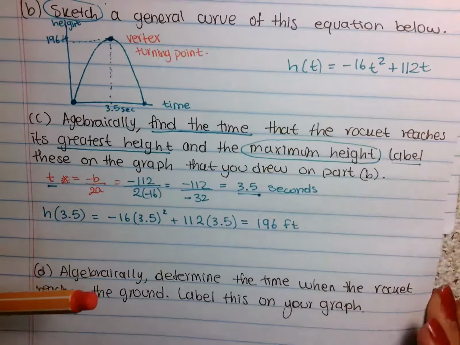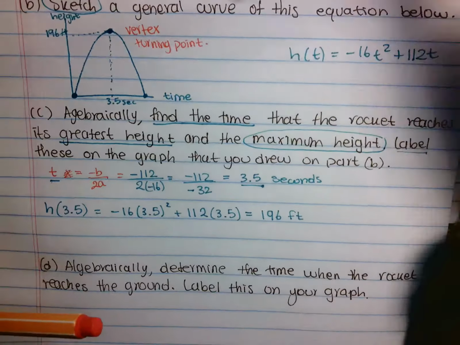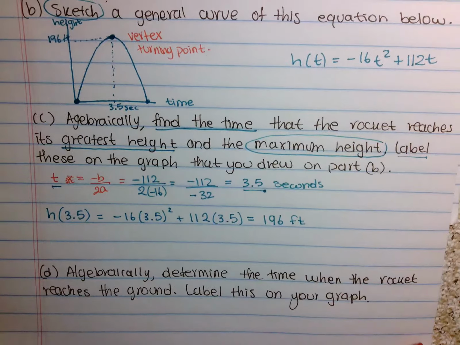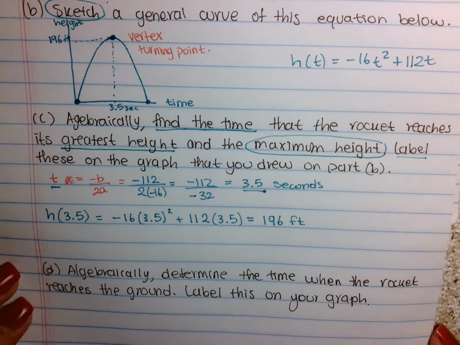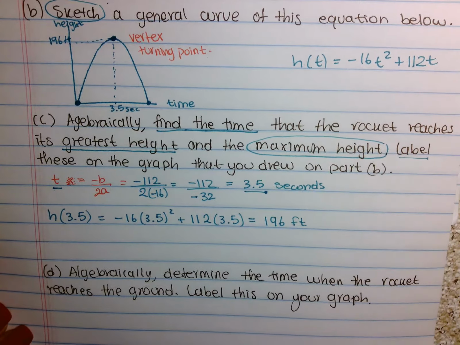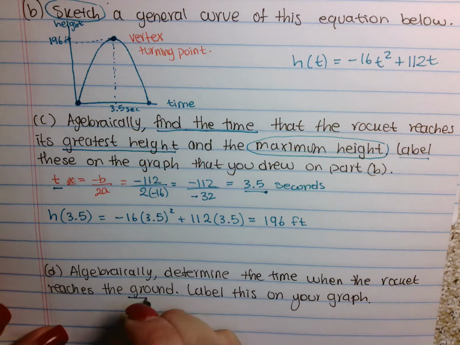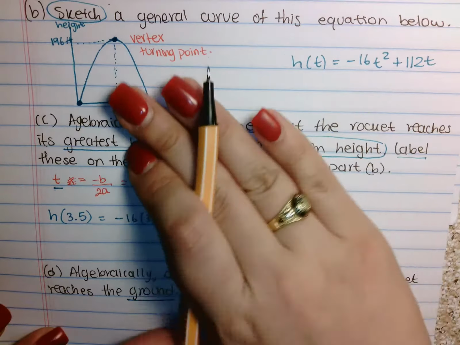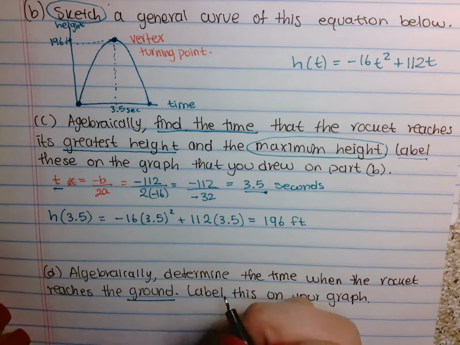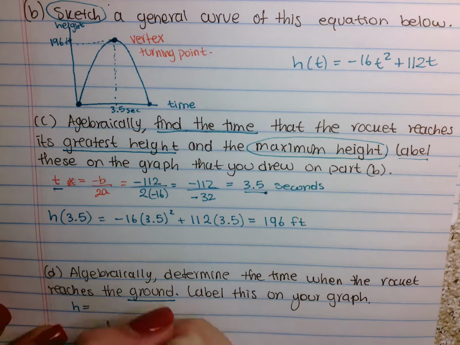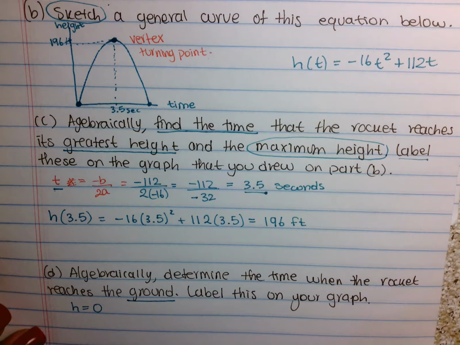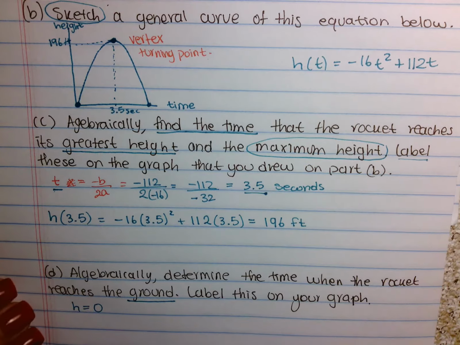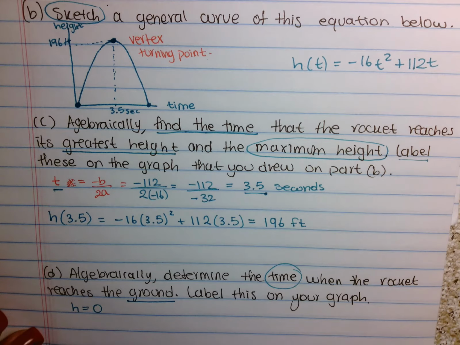All right, so now, last part. Algebraically, determine the time when the rocket reaches the ground. So now here you have to think about it. What's happening at the ground? When it reaches the ground, there's no height because it touched the ground. I'm here, there's no height between me and this paper. So technically, my height is going to be zero when it touches the ground. So now I'm looking for the time. I'm solving for t.